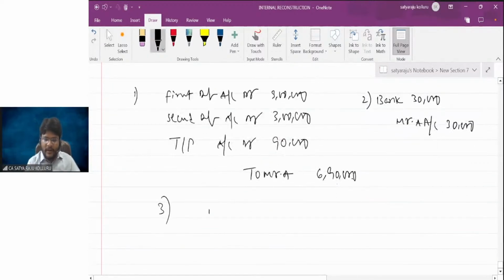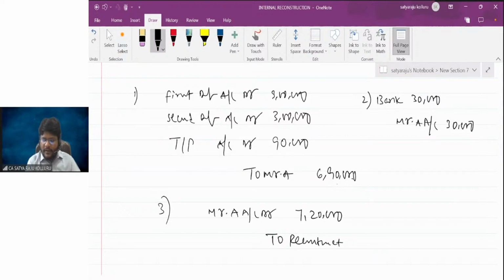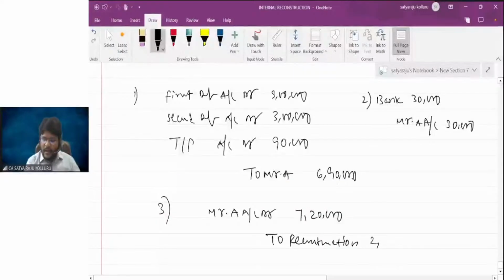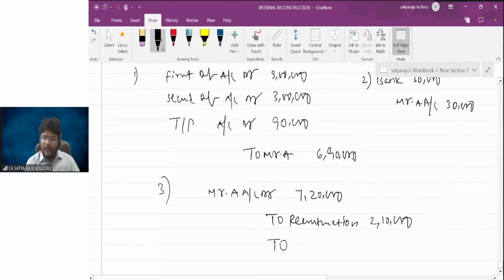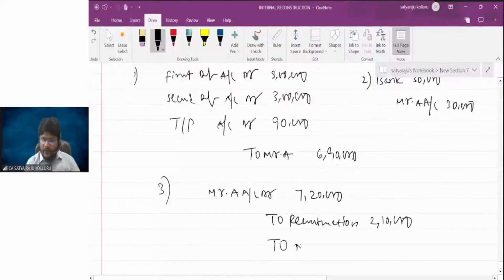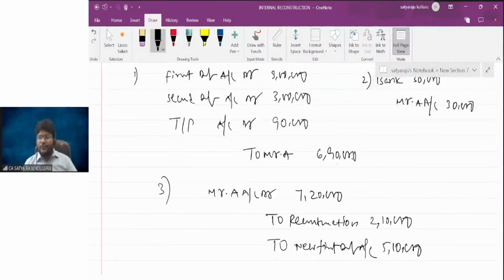For such 7 lakh 20,000, you need to cancel the A account. Mr. A account 7 lakh 20,000, out of which, in reconstruction, he is ready to sacrifice to the extent of 2 lakh 10,000. For the remaining balance of 5 lakh 10,000, he is expecting new first debentures. New first debentures account, that is 5 lakh 10,000. Like this, you should think.